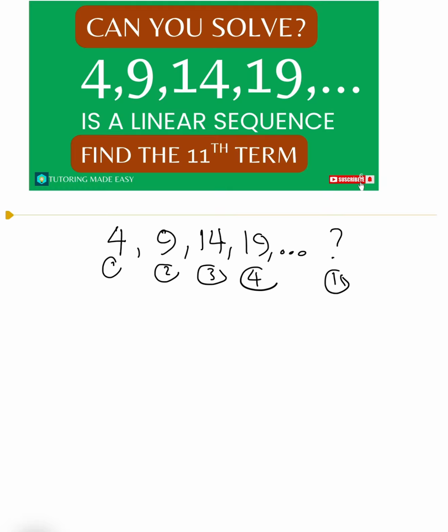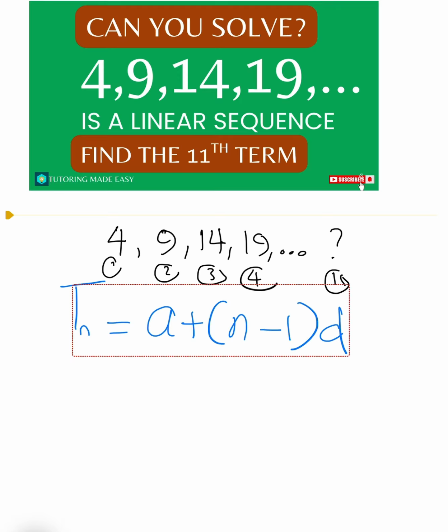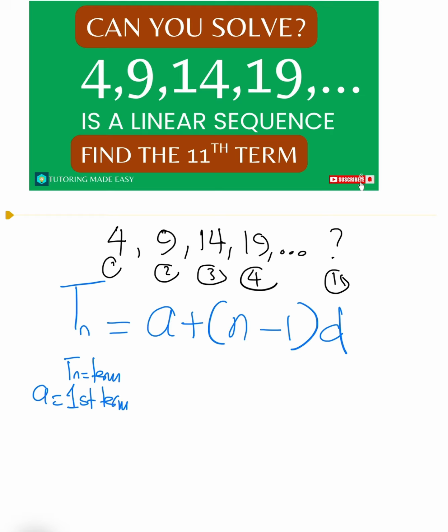Now, anytime you're being asked to find a term, it's a formula. And that formula is T subscript N equals A plus (N minus 1)D. All right. So the T subscript N is basically the term that we're looking for. The A there is our first term. And the N is the number of the term you're looking for. And then the D is known as the common difference.